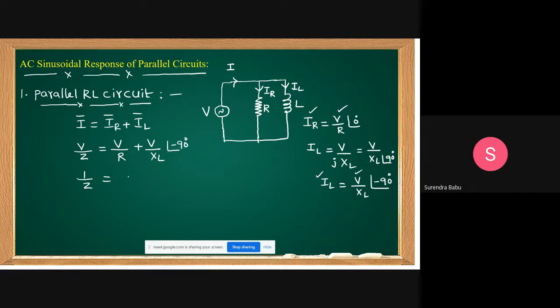1 by Z equals 1 by R plus 1 by XL. This is at an angle of minus 90 degrees, which means minus j. I am writing 1 by Z as Y, 1 by R as G, and 1 by XL as BL. This is the admittance of the RL circuit. Very important.